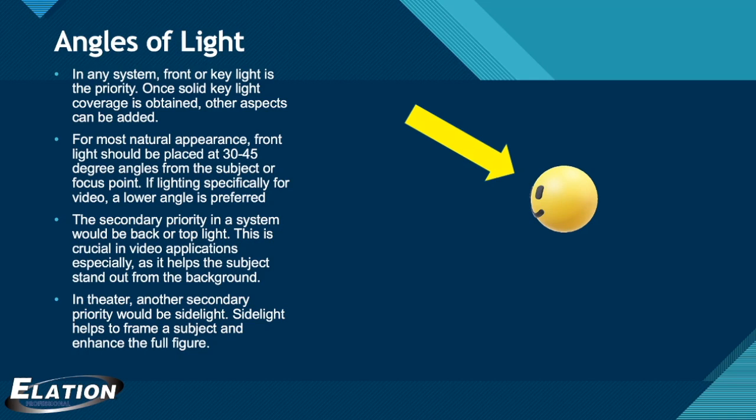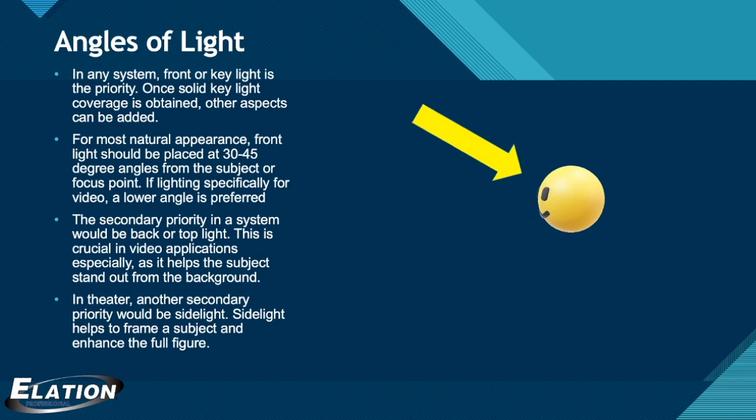If we are laying out a lighting system that will be used for video, we're going to want to elevate those lights on the lower side of that 30 to 45 degree angle. At 45 degrees, the shadows created in the face can be a little bit too harsh for a camera environment. The camera sensors are much more sensitive than the eyes are, and the camera is typically closer to the subject than in a live performance.